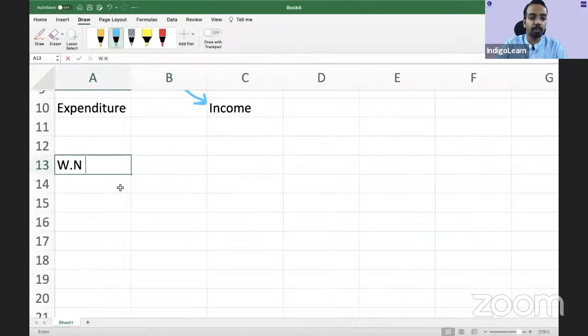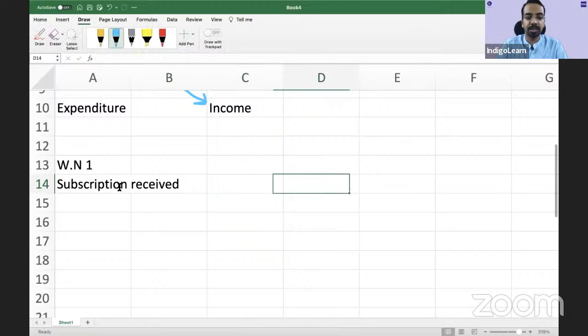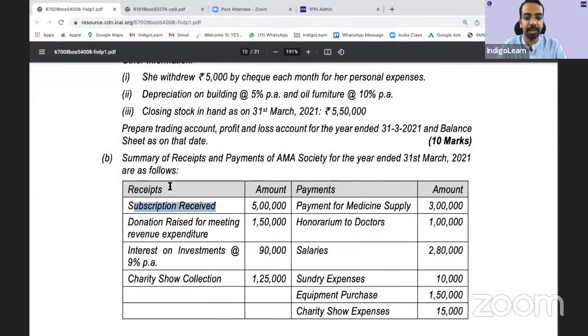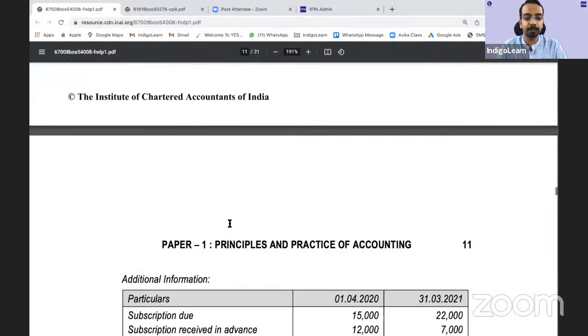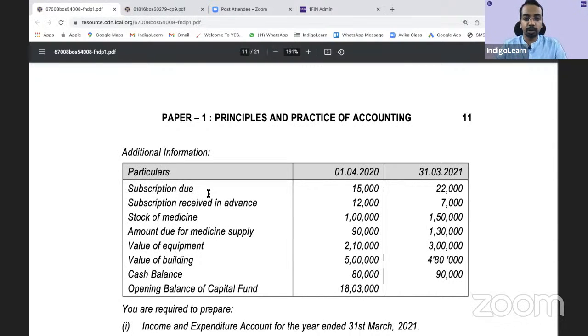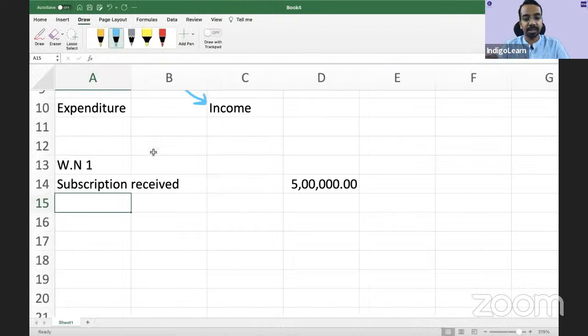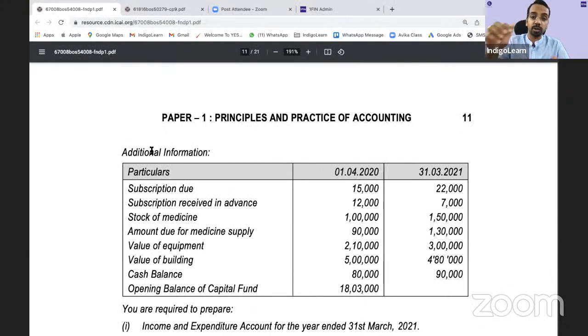So let us say working note number 1, subscription received 5 lakhs. Then what are the adjustments? Subscription due 15,000, 22,000. Subscription received in advance 12,000, 7,000. A lot of you would have already learned by heart what is to be done. It is perfectly fine. I don't say that that is not the way to write in the exams. For those of you who find it difficult to remember, just ask yourself the question: of this subscription received 5 lakhs, how much pertains to the current period and how much pertains to either the previous year or the next year?